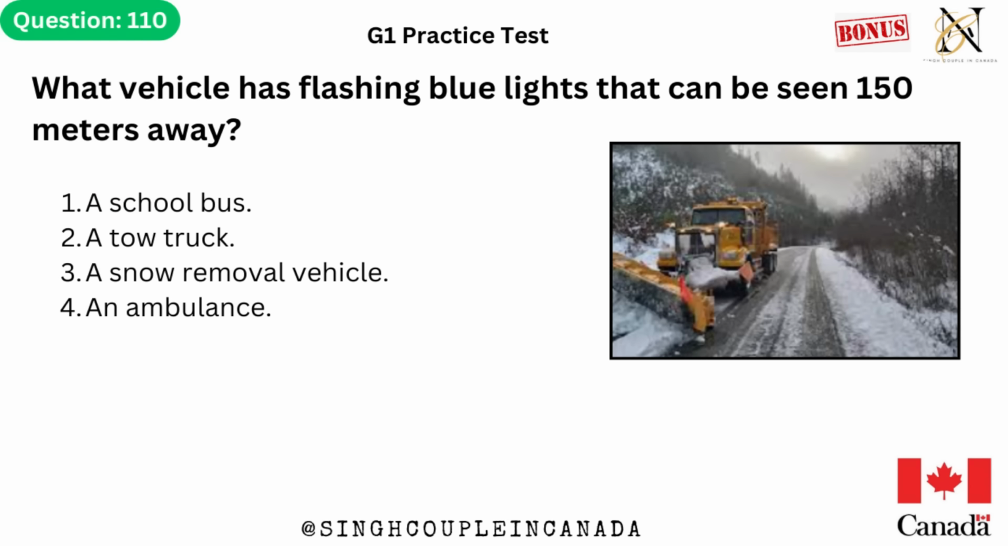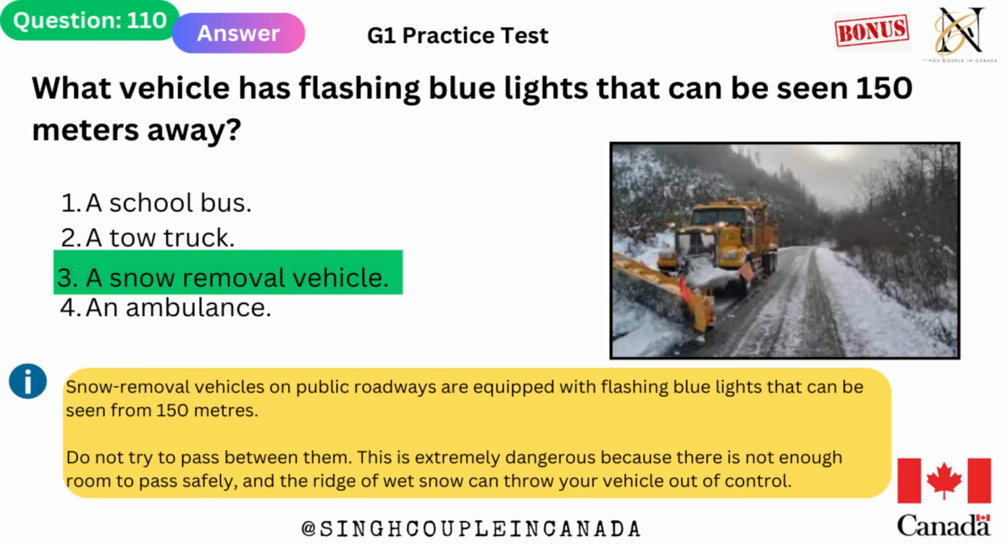What vehicle has flashing blue lights that can be seen 150 meters away? 1. A school bus. 2. A tow truck. 3. A snow removal vehicle. 4. An ambulance. The answer is 3, a snow removal vehicle.